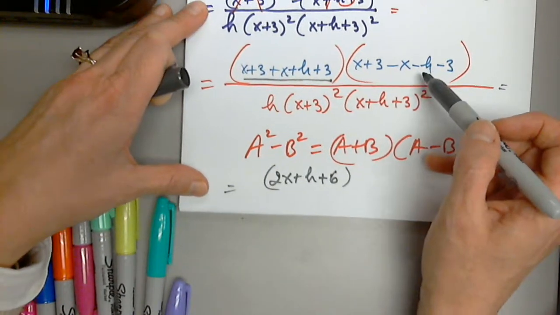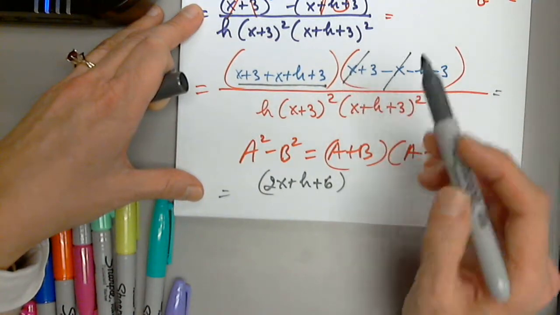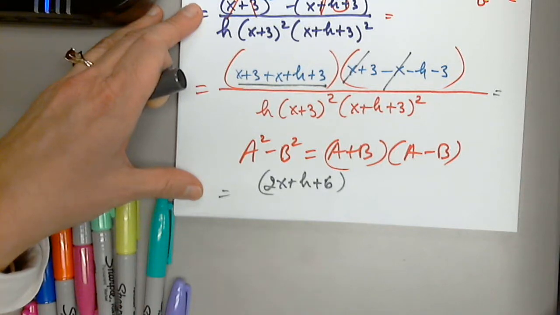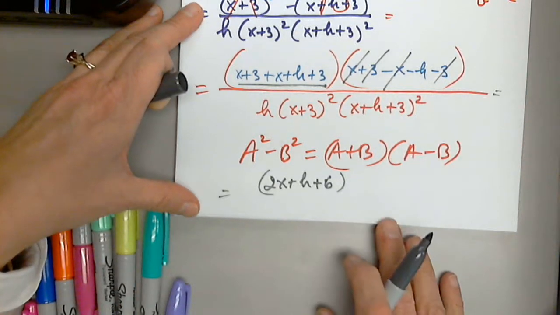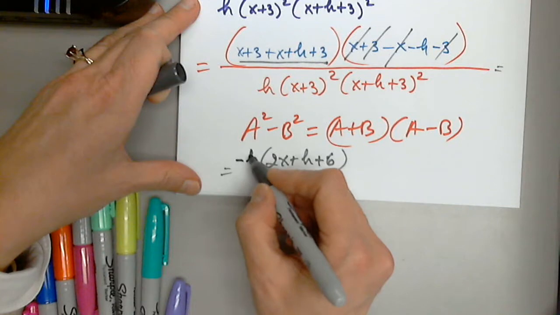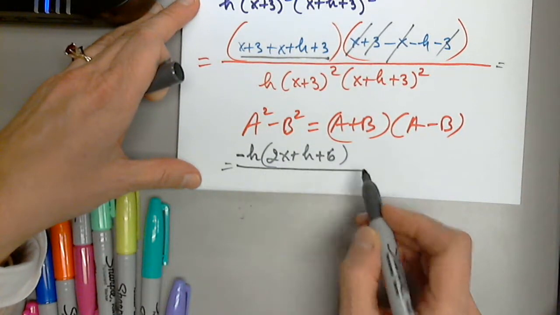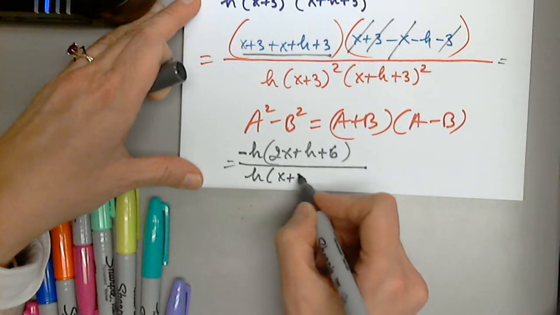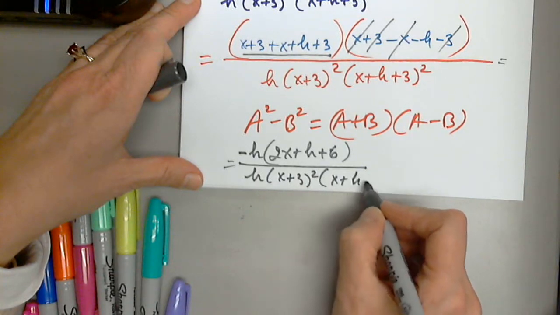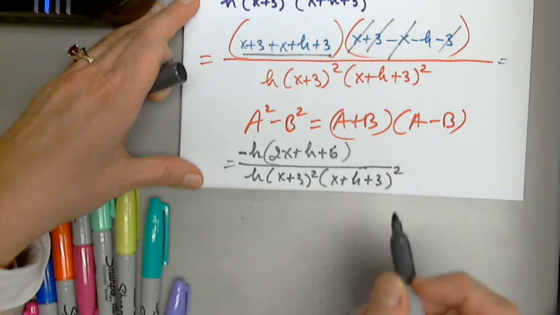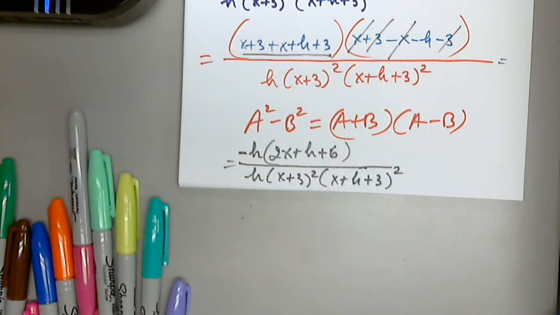Now here you're going to agree with negative x with negative x, positive 3 with negative 3, which gives us a negative h in front. And that's what I want. And then h, x plus 3 squared, x plus h plus 3 squared. And now the next step is obvious, I hope. Is it?